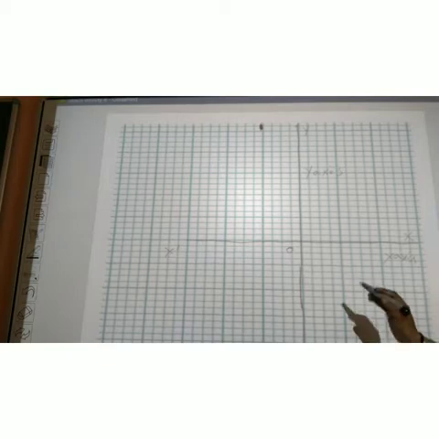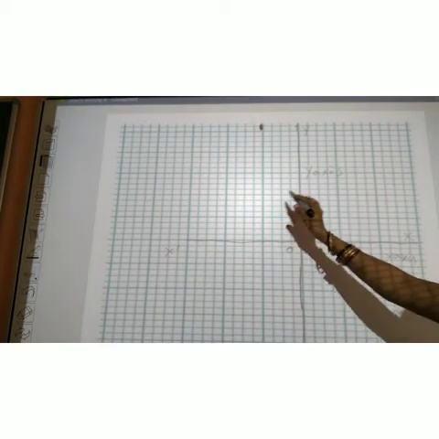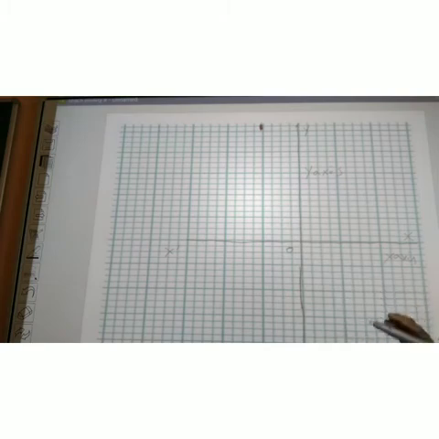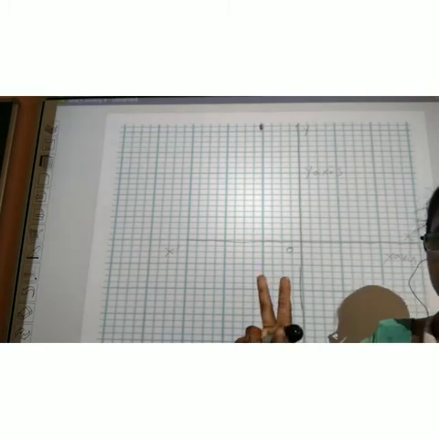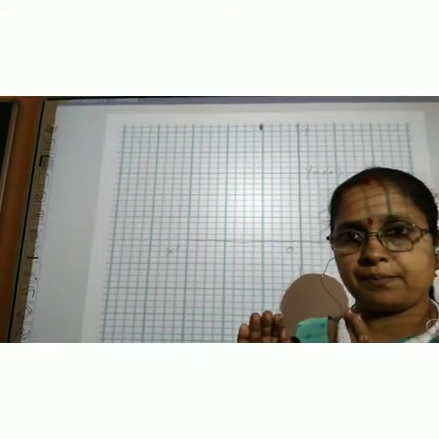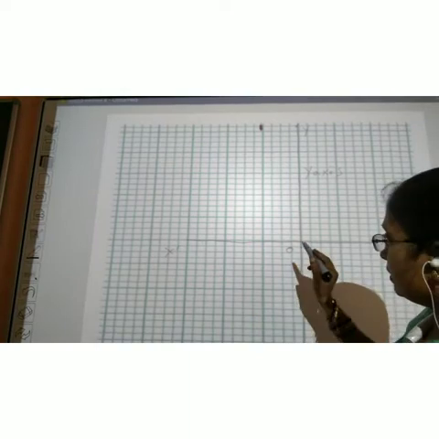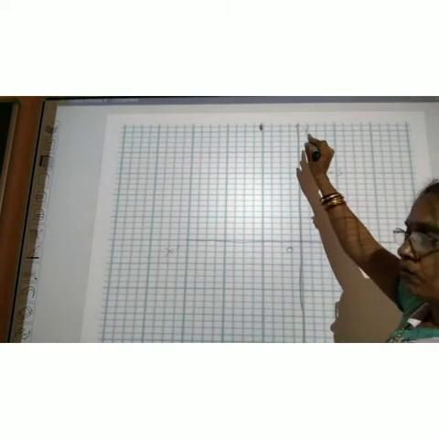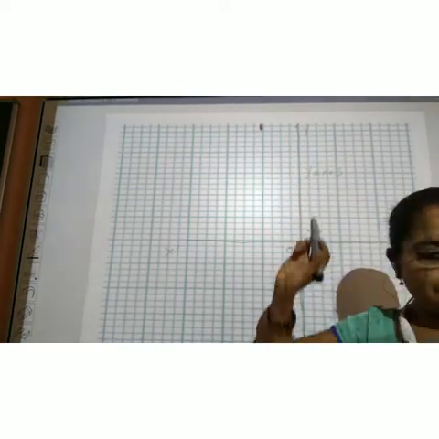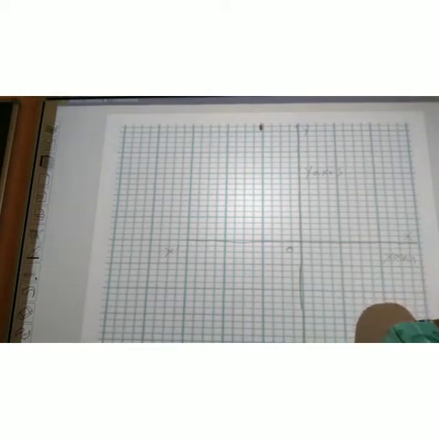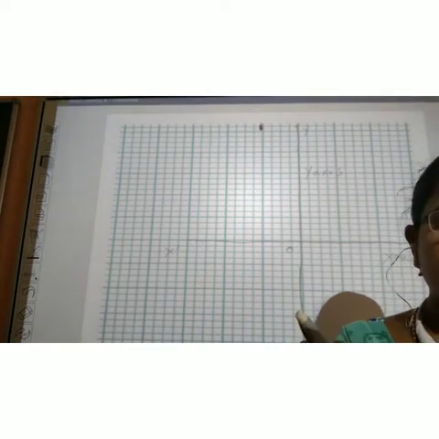Then, to represent a number in this plane, we need to know two values. Those two values are represented in a pair. What are these two values? They are the values on the x-axis and y-axis. That pair is known as the ordered pair.